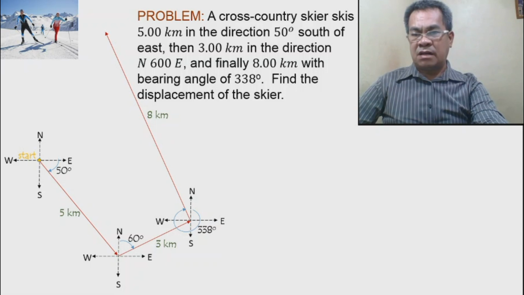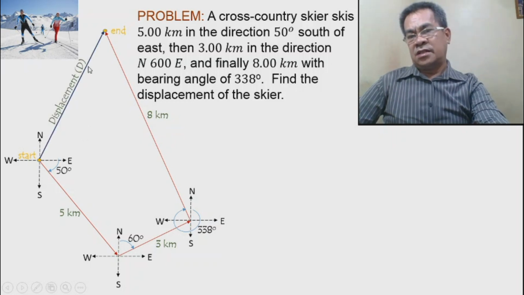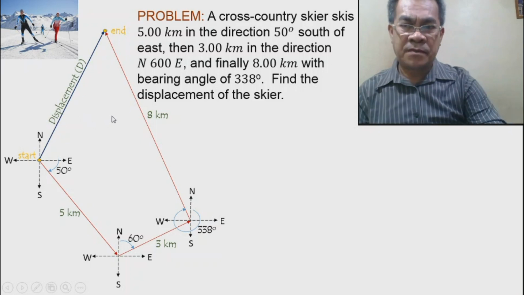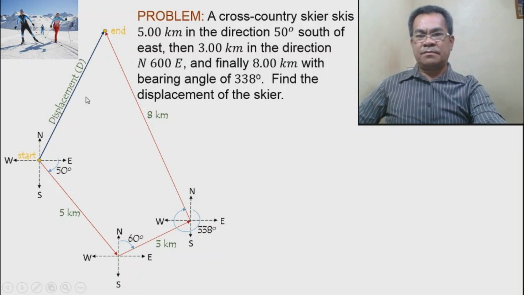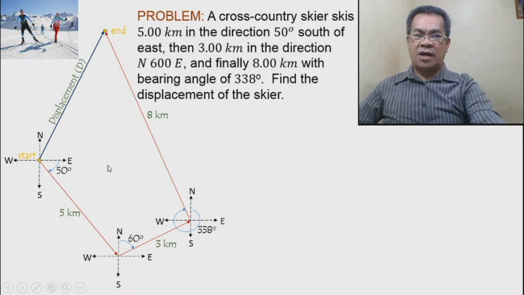So the displacement is coming from the starting point. You have to connect it to the end point. So that's it. This is the displacement, and call it D as the displacement. So how will we solve this one? Using components. Remember there are many methods of solving this one. You can use cosine, you can use polygon, you can use the parallelogram, but the simplest way to solve this is the component method.